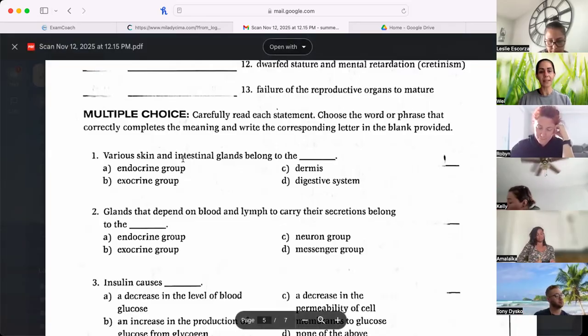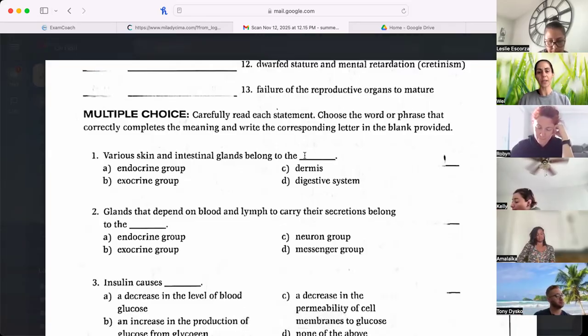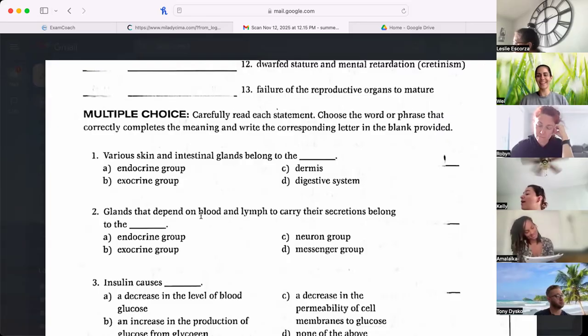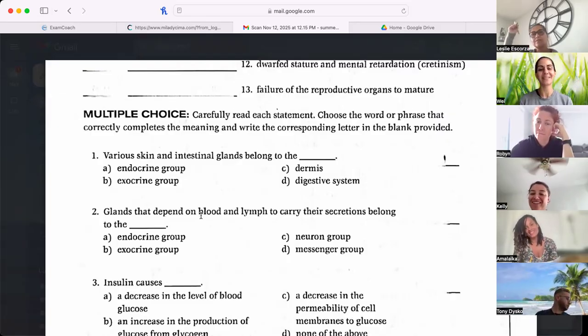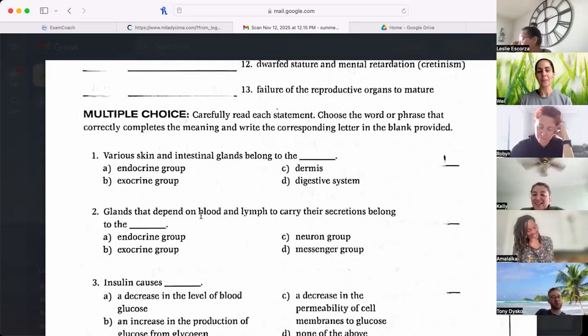Okay, various skin and intestinal glands belong to which category? Malika. Oh gosh. I don't know, I guess donors. Oh, it's here, I have my camera on. I don't know, I'm sorry. I'm going to pass. Okay. Can anybody tell me the difference between endocrine and exocrine?